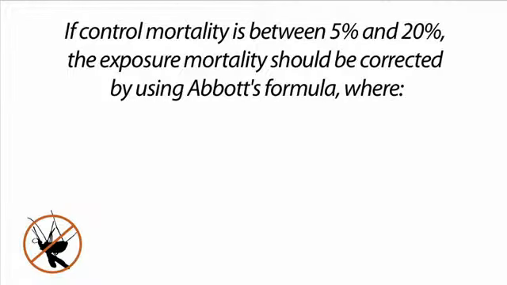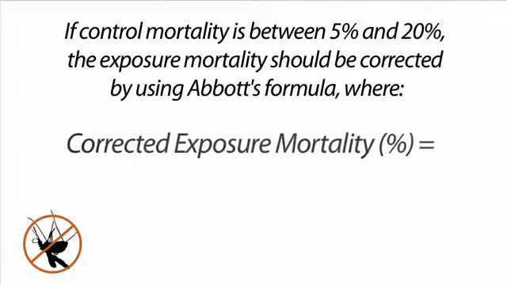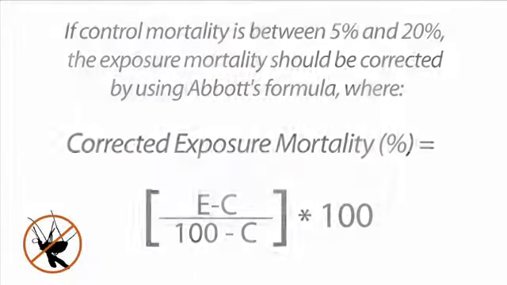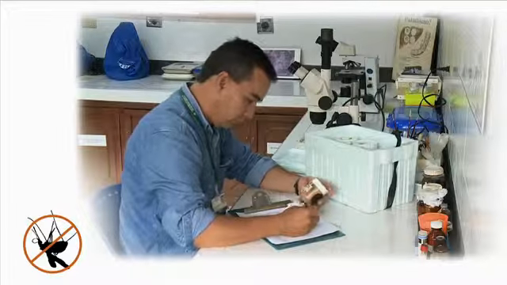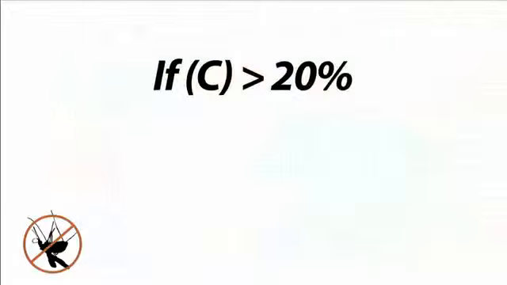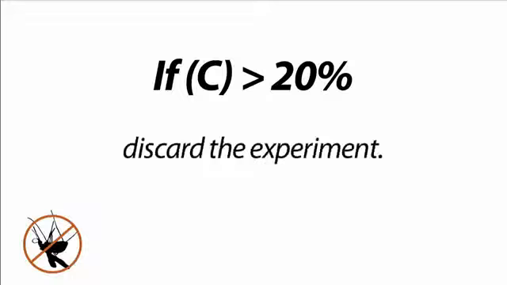If control mortality is between 5% and 20%, the exposure mortality should be corrected by using Abbott's formula, where corrected exposure mortality equals E minus C divided by 100 minus C, multiplied by 100. When you have corrected for mortality, record the corrected mortality rates in the data collection form. If control mortality is greater than 20%, the experiment should be discarded.